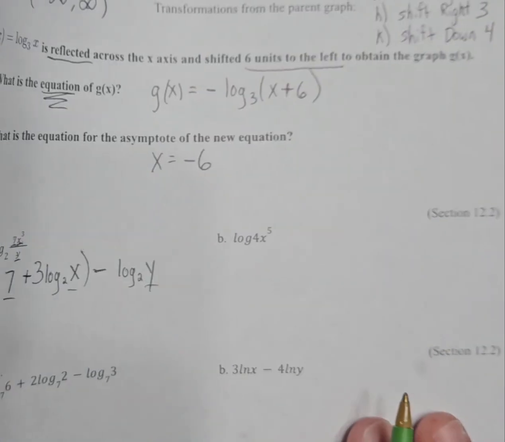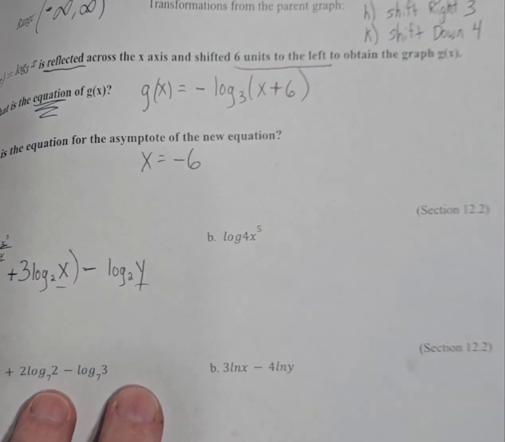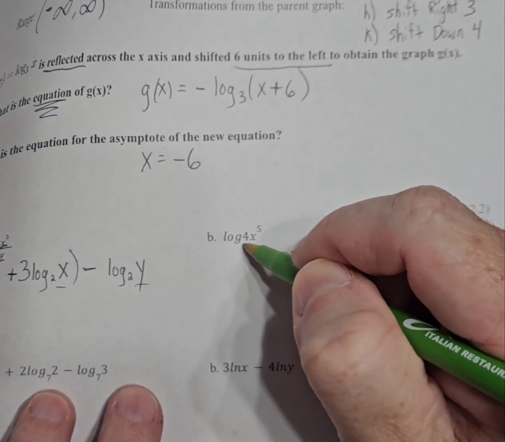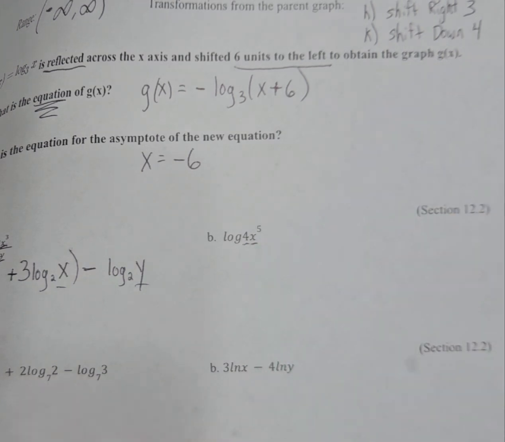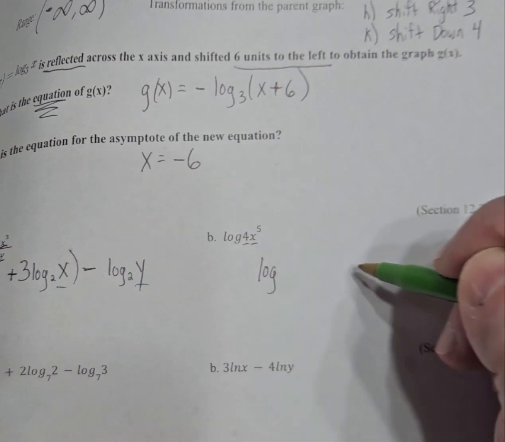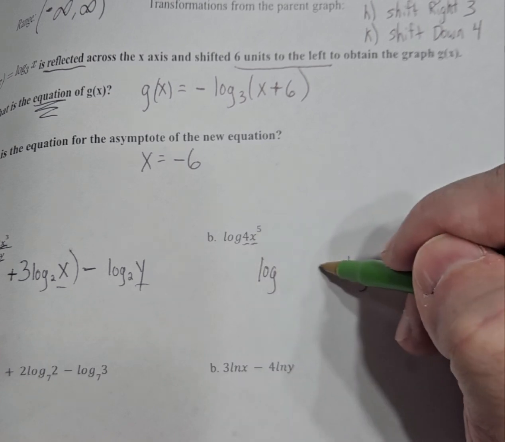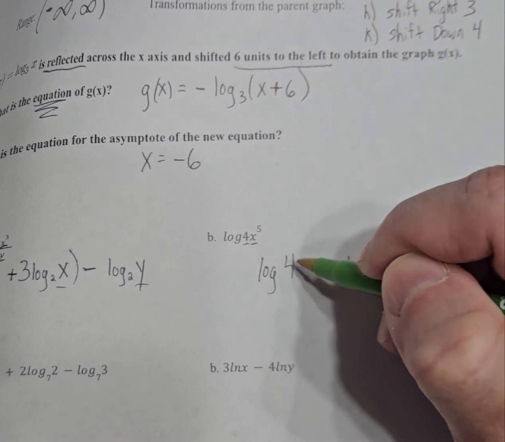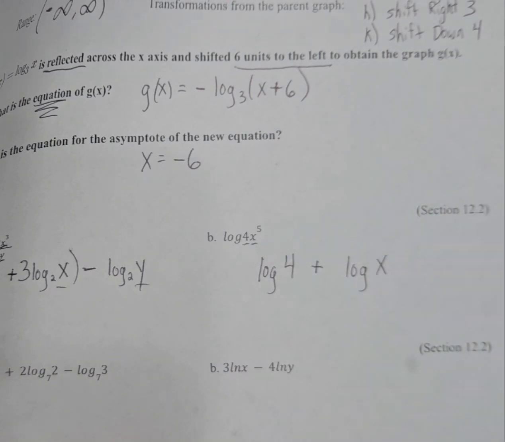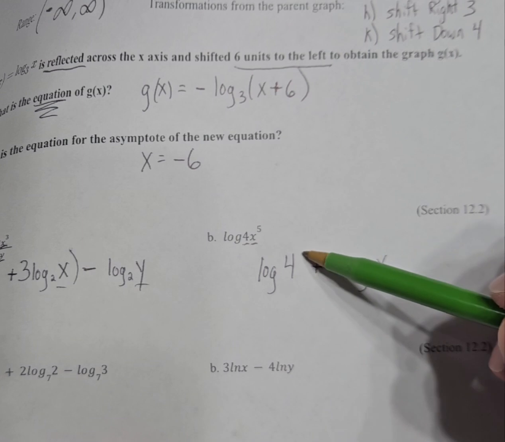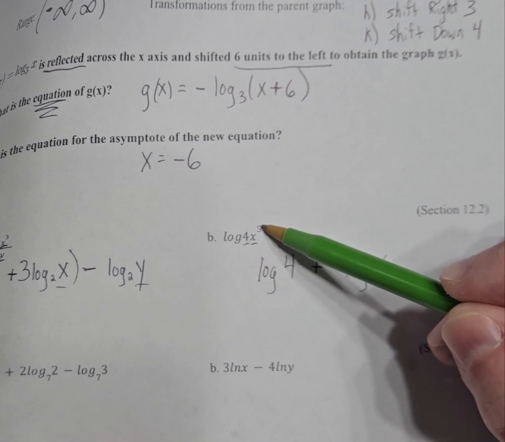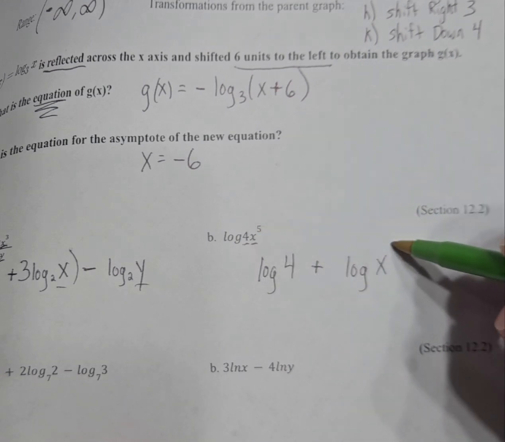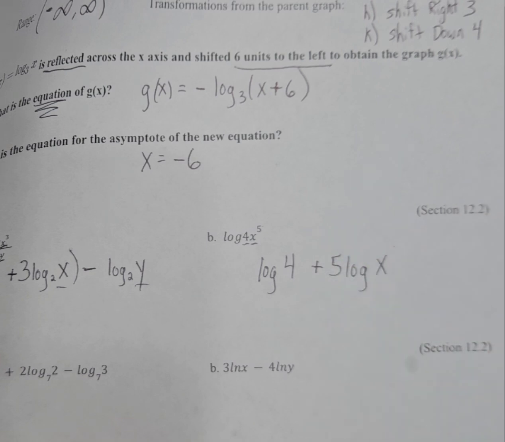All right, one more expansion. We have log 4x to the 5th. So again, here we just have two bases. So I need two logs. And it's multiplication. So I'm going to have a plus in between them. One base is 4, one base is x, and I'm looking at exponents. The 4 does not have an exponent, so there'll be nothing here. The 5 is an exponent on the x, so that 5 would move to the front, and that's it on that one. Nothing else to do. We expanded that log into its two logs.